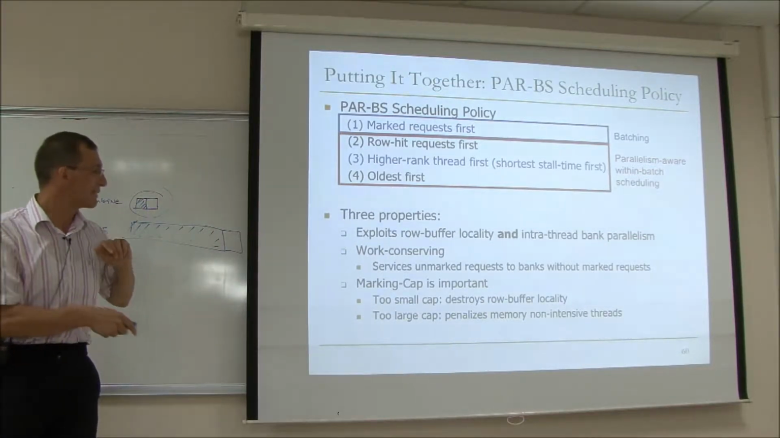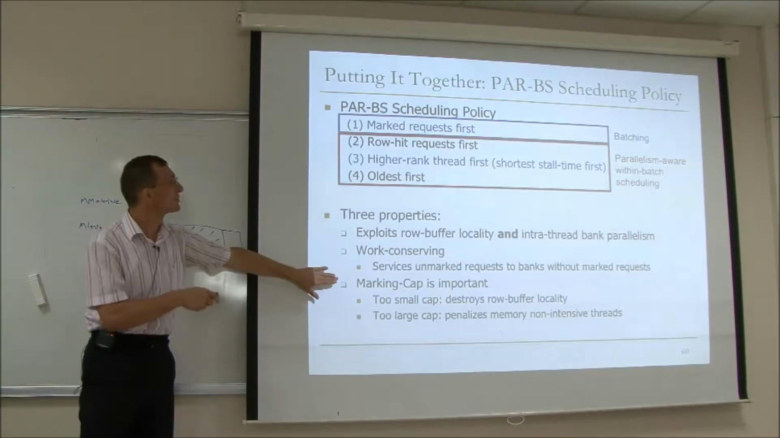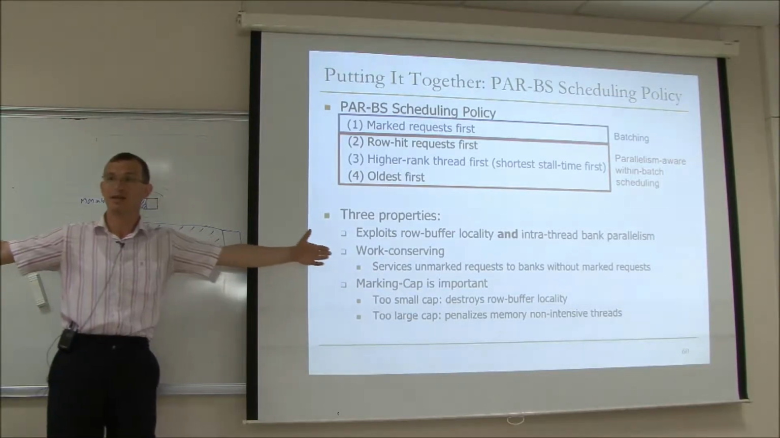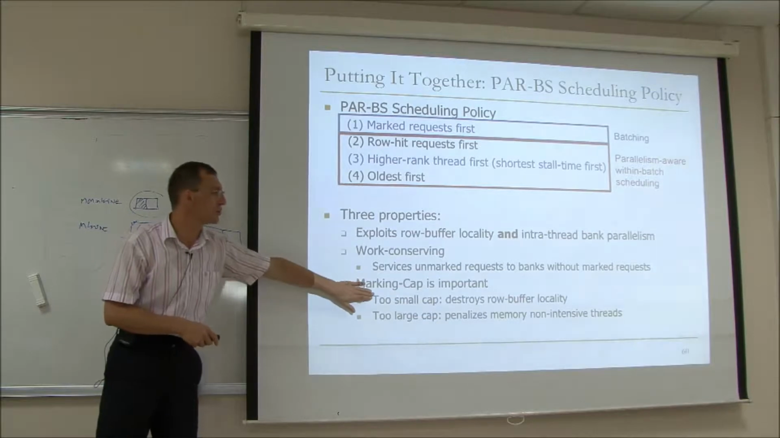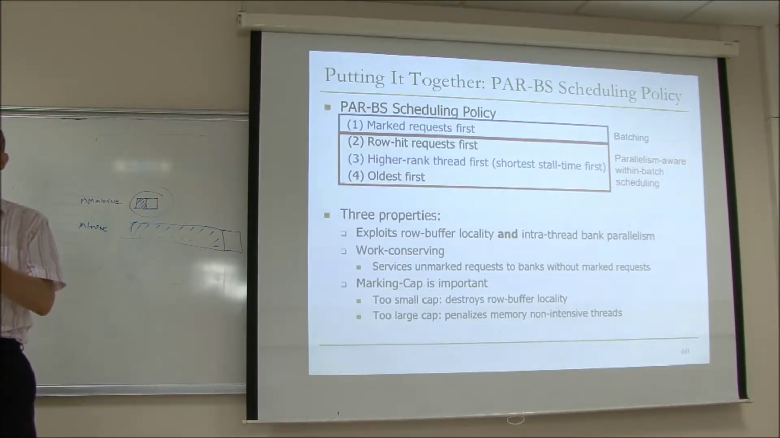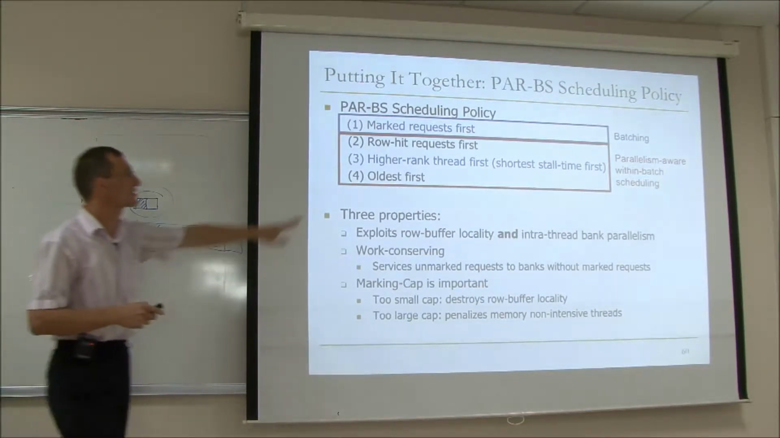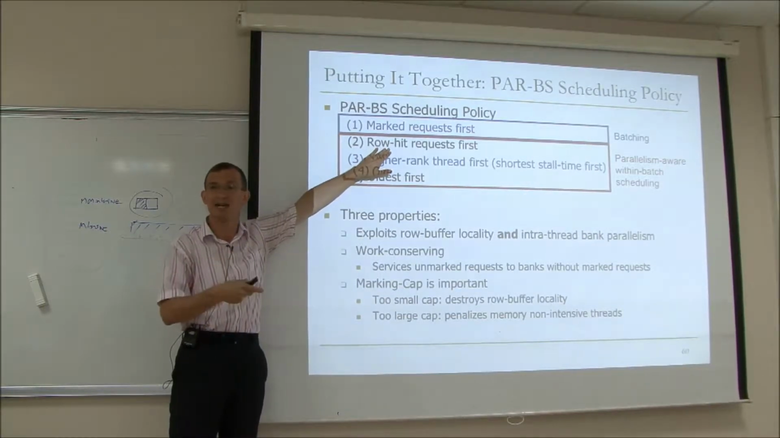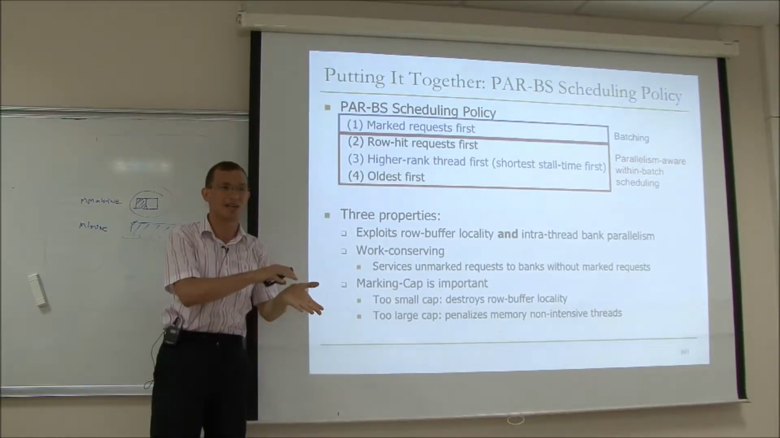And marking cap is important. So marking cap determines how many requests are marked, how many requests are in the batch, right? If your marking cap is too small, then you have a smaller batch, which means that you're actually putting fewer requests from a thread into the batch. As a result, you reduce the row buffer locality of the thread. You're not exploiting the row buffer locality well because you're switching to some other thread quickly.